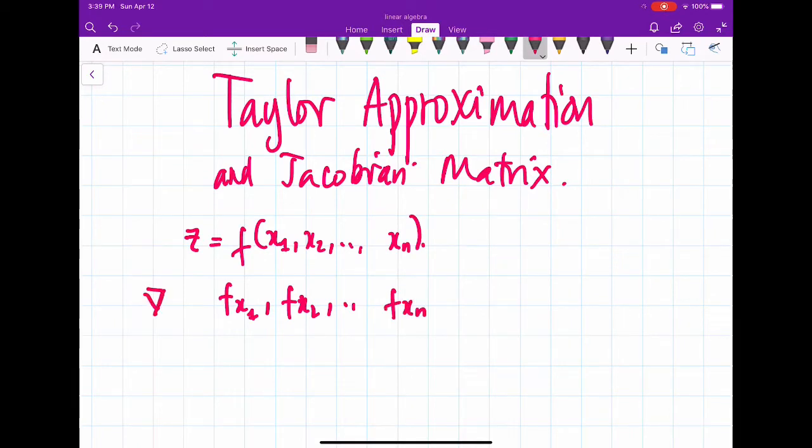This is nothing but the gradient of the function f. This is the gradient, okay? And if the function f is complicated, as in calculus 1, we have learned how to approximate a function using the tangent line, right? We also have such a problem for functions of multiple variables.